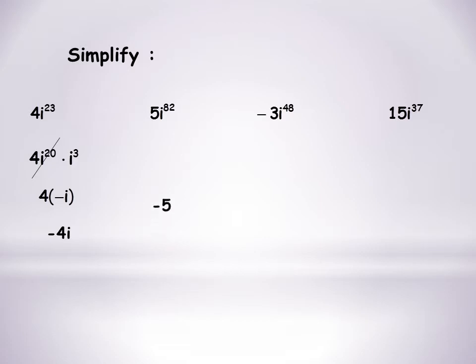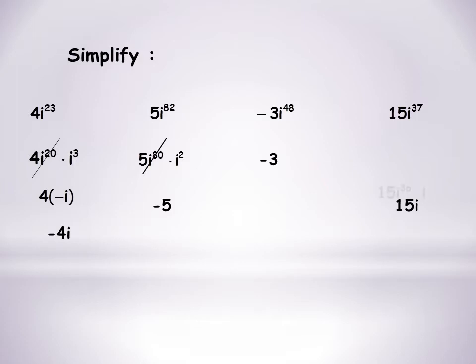5i to the 82 simplifies down to -5. Let's see why. I can write this as i to the 80 times i squared. i to the 80 is a multiple of 4, so I can just cross that out. We know that i squared is -1, so this would be -5. -3i to the 48, well, i to the 48 is already a multiple of 4, so I can just cross that out and I get -3.